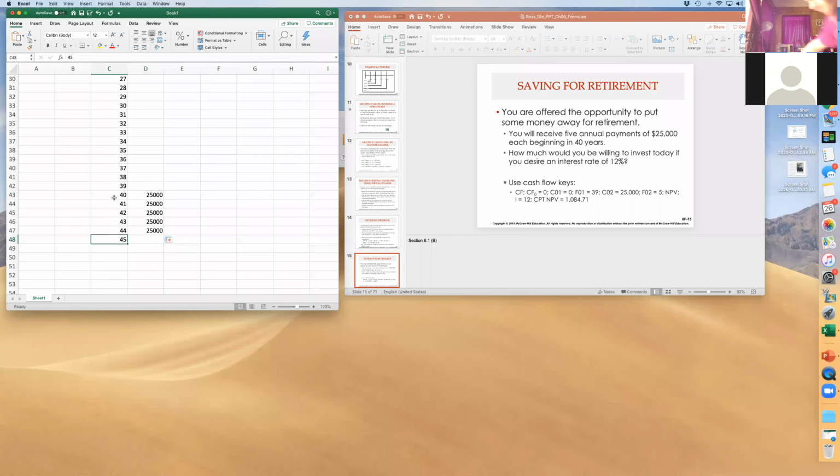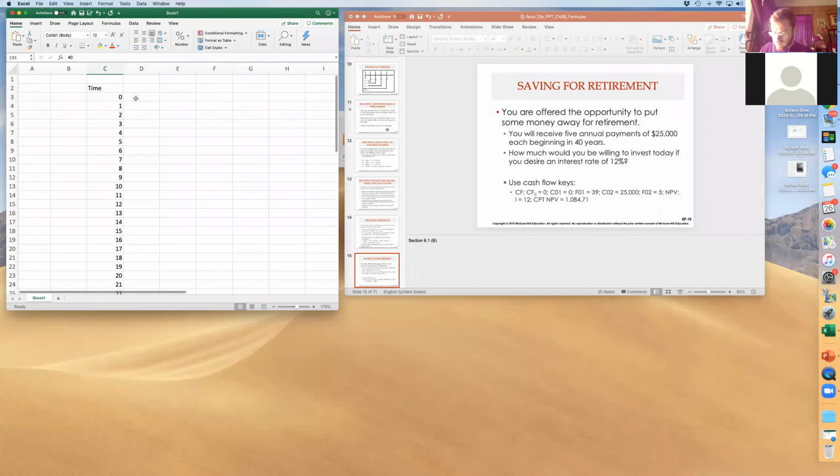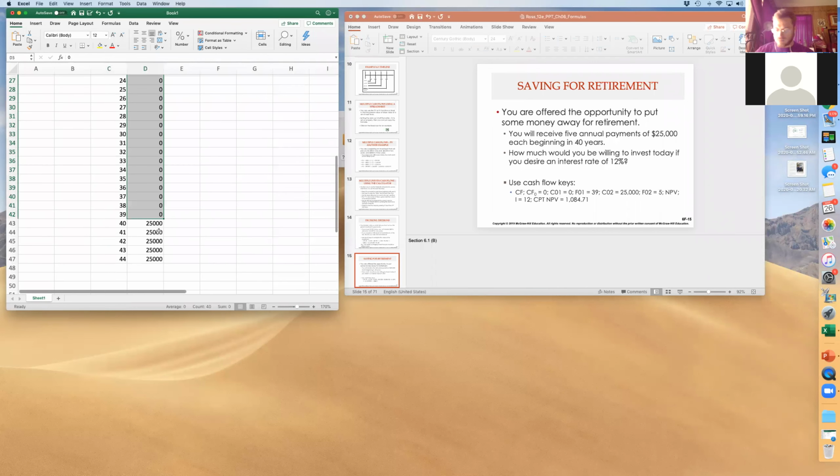All right, so here's the important thing: that year 40, that is the end of year 40. All the rest of these time frames here, we have no cash flows. They don't even start until year 40. So that's what our timeline looks like, and I put it in table form.